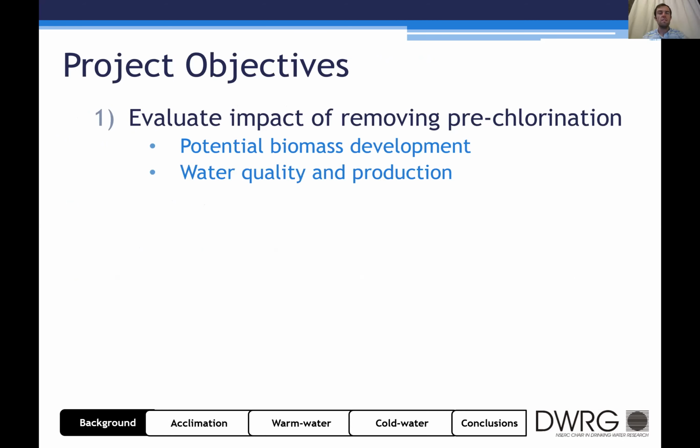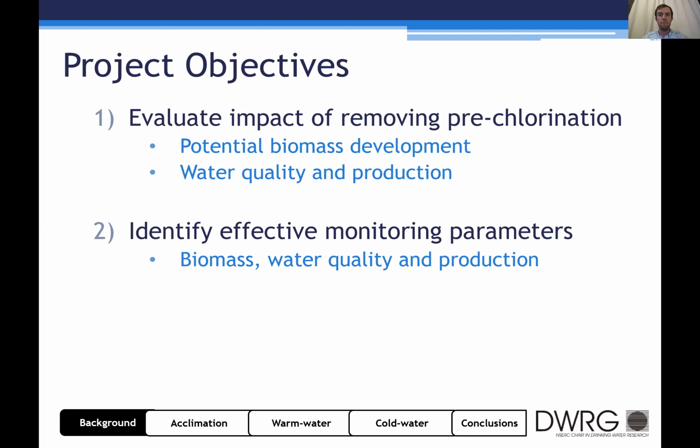So with these considerations in mind, we had a few project objectives. And the first was to evaluate the impact of pre-chlorination elimination. So at this facility, they had no experience operating a biological treatment plant, and they wanted to know how long it would take for the filters to go biological. What are some of those operational impacts? How's that going to impair water quality, or how's that going to change their treated water quality and production ability? Are they going to have to change full-scale operation?